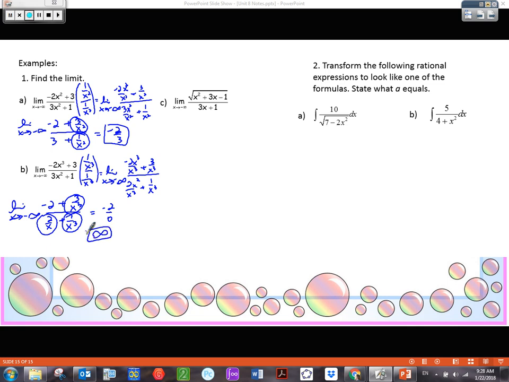Okay? That's the answer. The answer is not negative 2 over 0. That's meaningless. It just means that it's not defined. It's an undefined number. That is where we're going, to positive infinity. Okay?